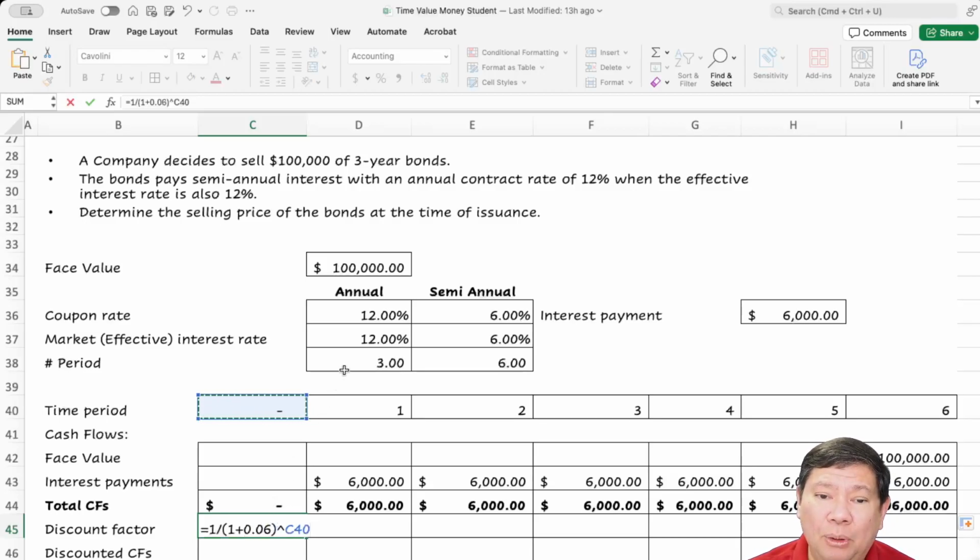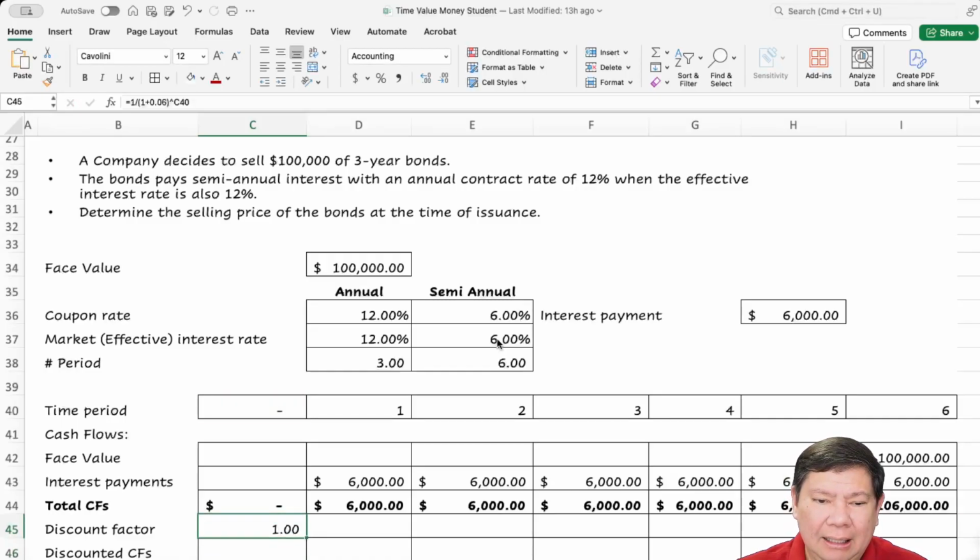And for this one, we use the market interest rate. Because market rate equals coupon rate in this example, it doesn't really matter. But when we calculate the price for bonds with discount and premium, we have to be careful. We discount these cash flows using the market interest rate.